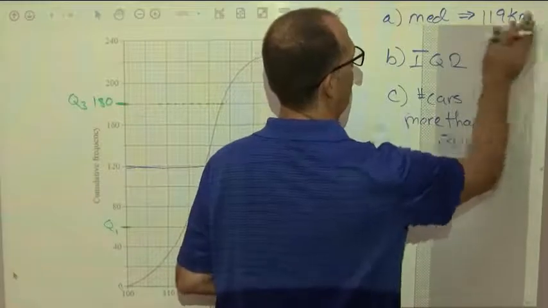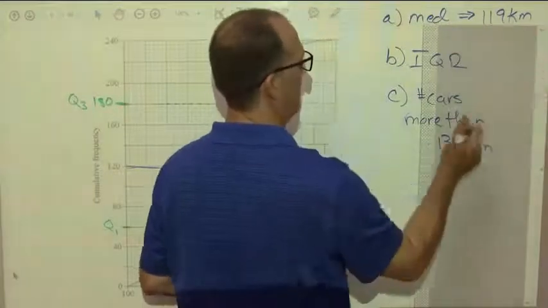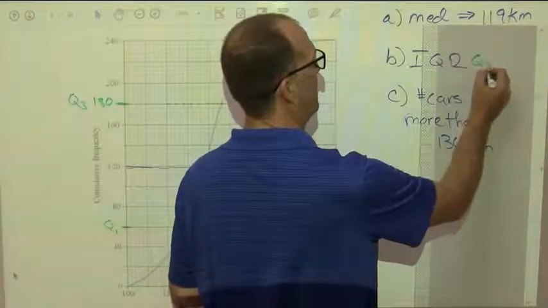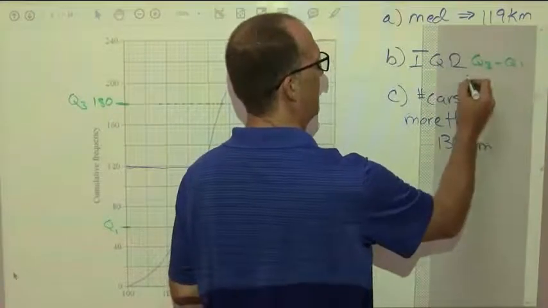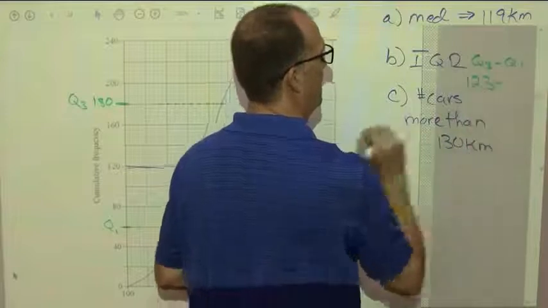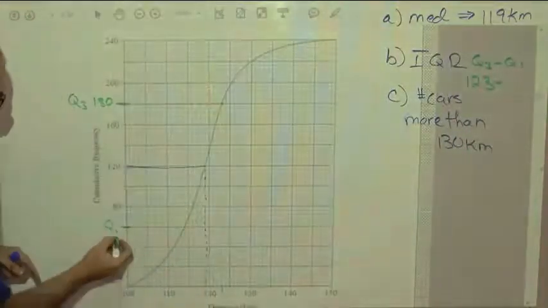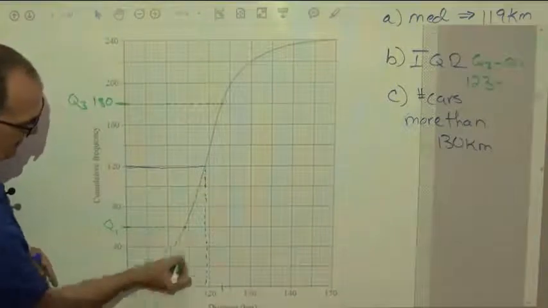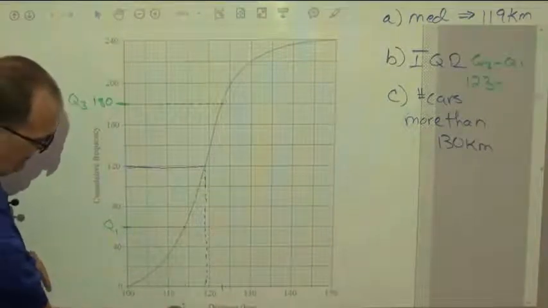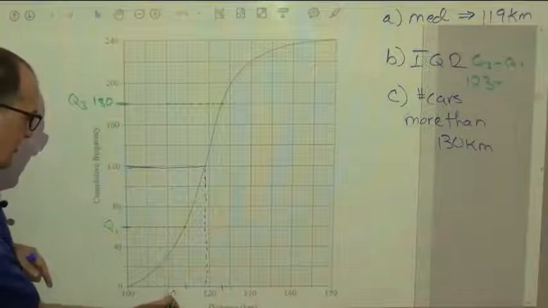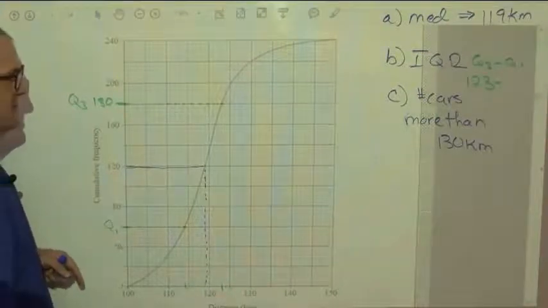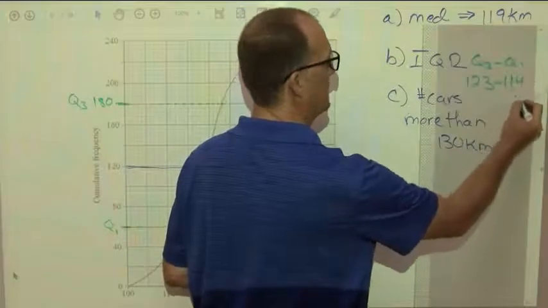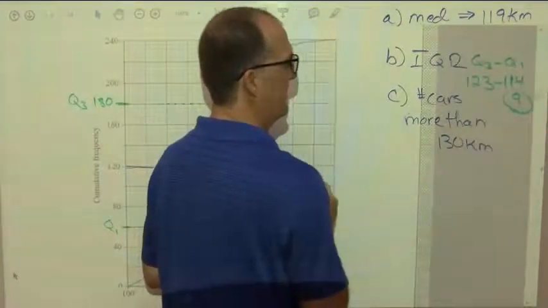Let me write this so you can see it. Our formula is Q3 minus Q1. So I have 123 minus, and then my first quartile is 1 off, so it's here. So that is 114, which gives me an answer of 9.